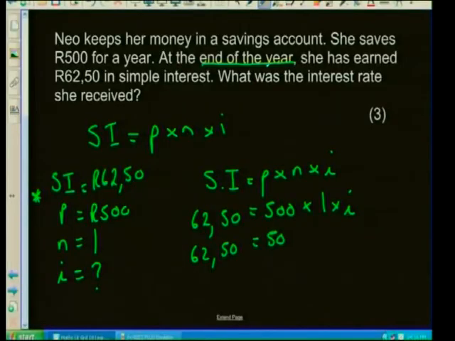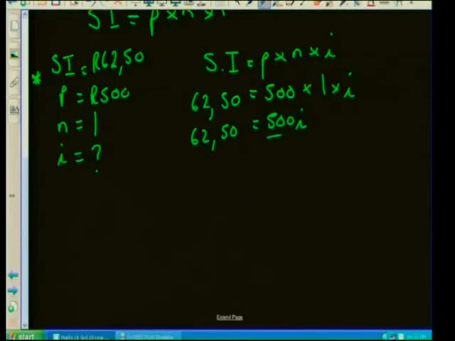So I've got 500 I, because 500 times I is 500 I. We're trying to get the I by itself. We're trying to calculate what's the I. How do I get that I to be by itself? Well, I'm going to divide by 500, because if I divide by 500, I get I. What I do to one side, I've got to do to the other. So we've got to take that and divide by 500.